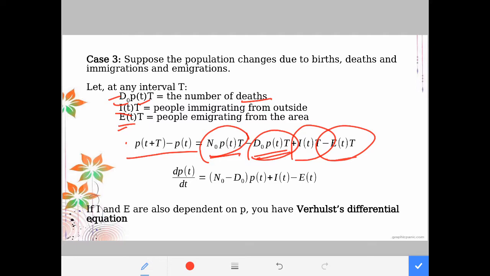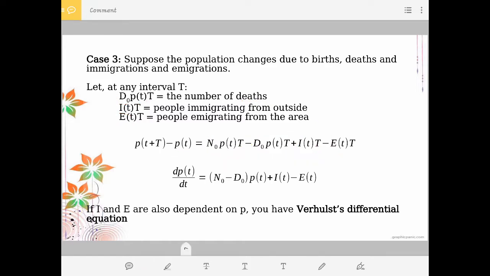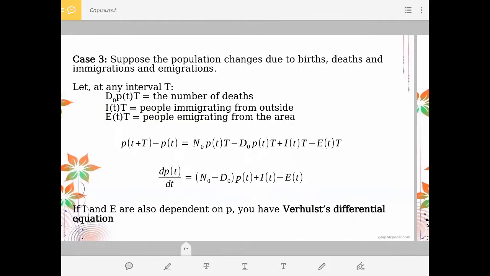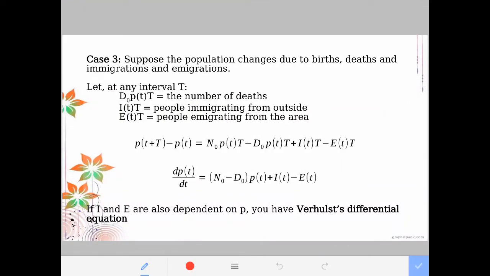But in the case of human population dynamics, these are some of the factors that we need to consider. And so we just divide everything by t, and then get the limit as t approaches 0. So you have your integral dp over dt, which is now, just simplify this one to get the number of deaths and the number of births of a population.